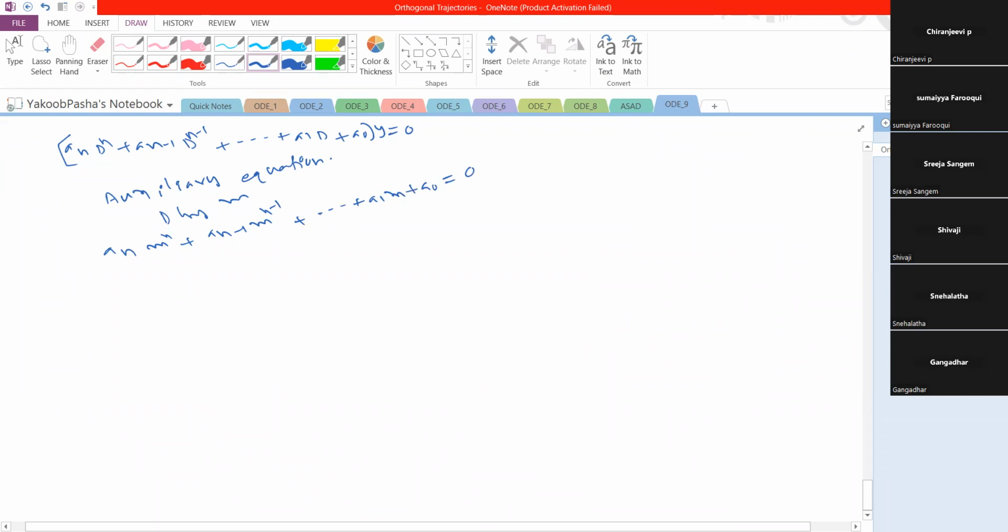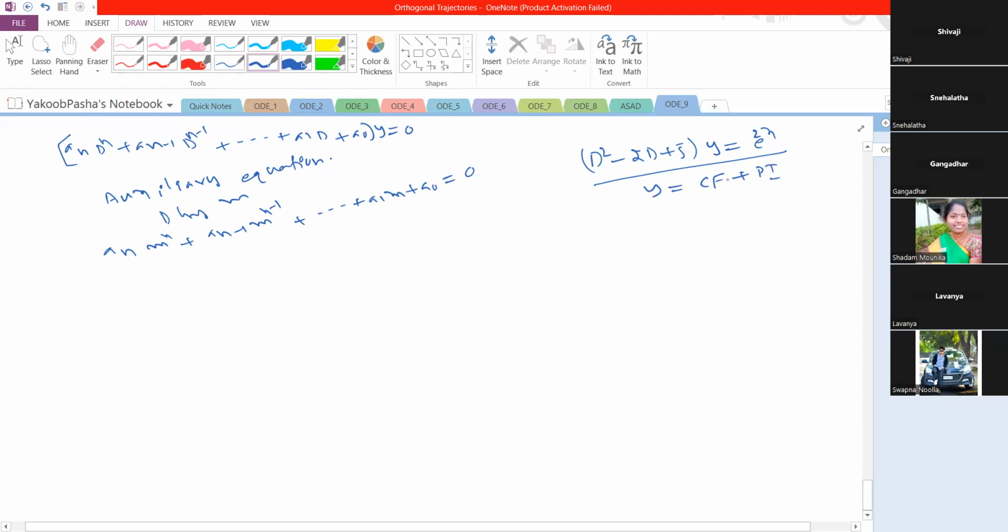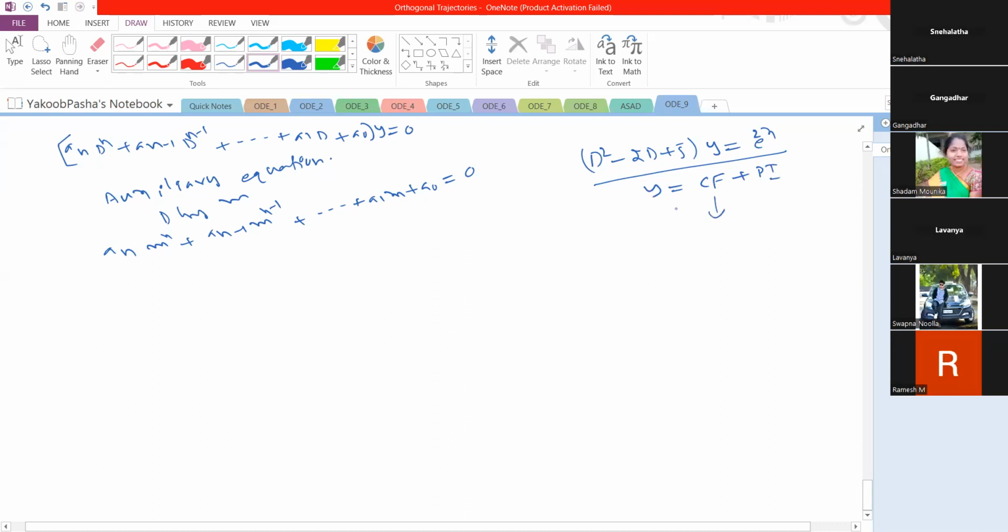For example, I am taking one differential equation, d square minus 2d plus 5 into y is equal to e to the power of 2x. I'm taking a second order linear differential equation with constant coefficients. The solution is of the form y is equal to complementary function plus particular integral. To find the complementary function, we have to take the corresponding homogeneous equation, that is d square minus 2d plus 5 into y is equal to 0.